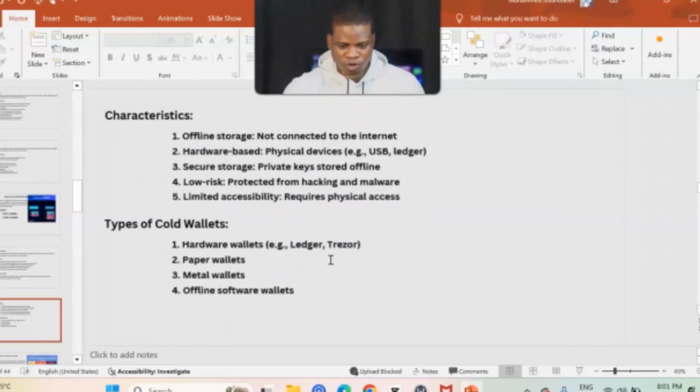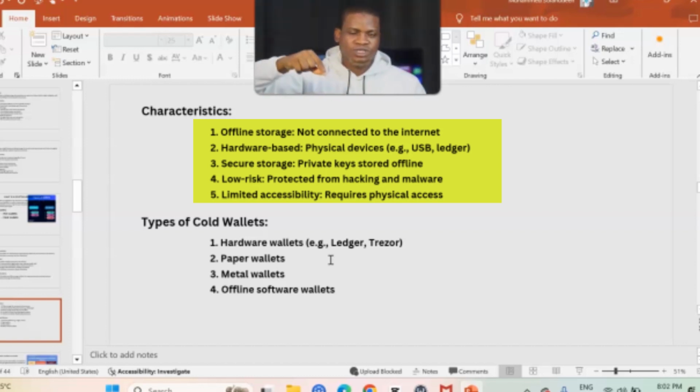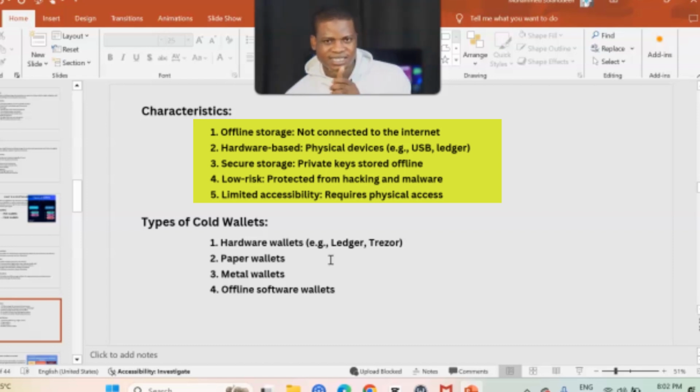So what are the characteristics of cold wallets? Offline storage, not connected to the internet. It is hardware based, which means it is a physical device like a USB. Understand this concept, it's going to be like a USB or a ledger. The USB or the ledger will store your private keys. Then there will be a website for that wallet. Once you log in on the website online, you input the private key that is in your USB to access your account. So it is not that difficult, but it is not directly online.